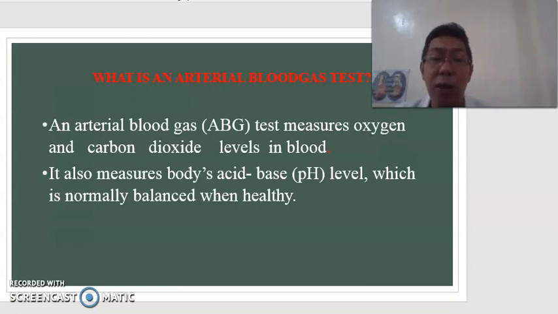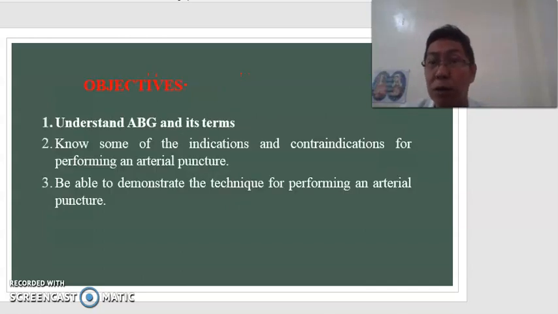Of course, we also have to measure the body's acid-base balance, which is the pH, and in healthy persons that should be balanced. We all know the normal level of our pH: 7.35 to 7.45, or in absolute value 7.40. So at 7.35 it is acidic, and going to your right toward 7.45, that will be alkalotic.